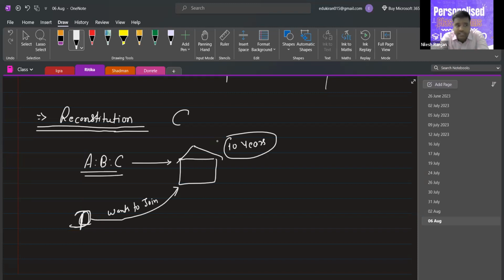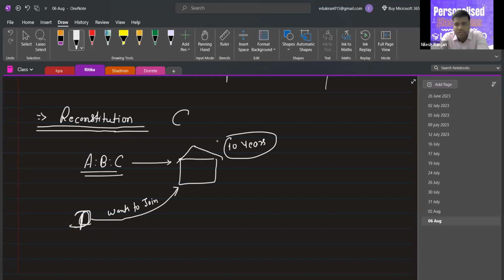Will A, B, and C demand something from D to join the firm? So should he give some kind of capital or collateral or something? Capital or security, you are saying? Yes, sir. So when you are giving capital, is there any requirement of collateral security? No, sir. No. Okay, there is no collateral required if you are investing capital into the business.